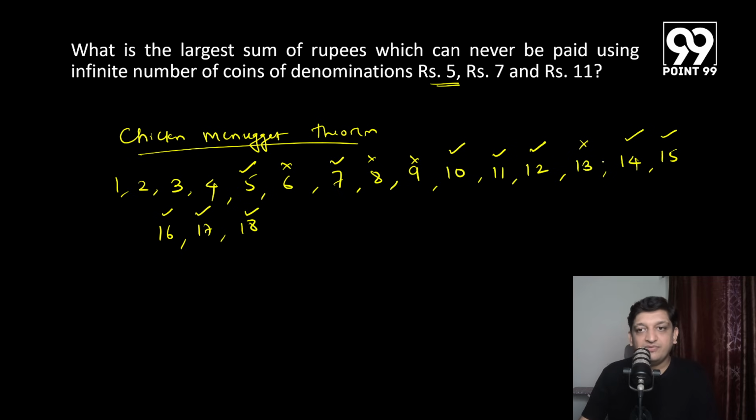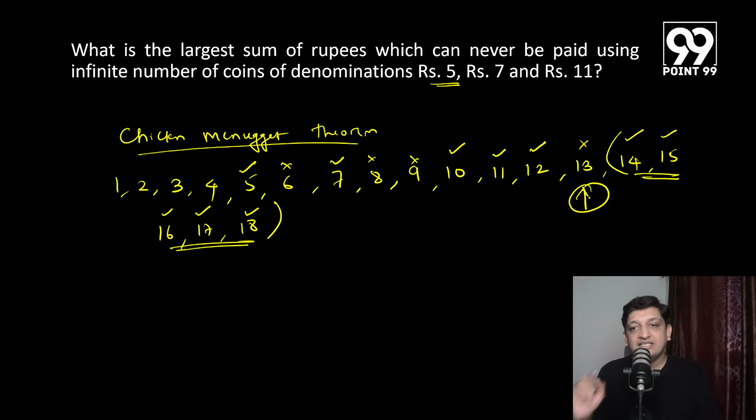So in this context, if you are looking at it, 14, 15, 16, 17, 18 can all be formed. Now if I want to form 19, I can already form 14. I will give 5 rupees more and will form 19. If I want to form 20, I can already form 15. I'll give 5 rupees more, I'll form a 20. So as soon as you get a streak of 5 consecutive numbers that are possible, everything else beyond this should be possible. So what is the largest sum of rupees which can never be made? The answer in this case is going to be equal to 13.